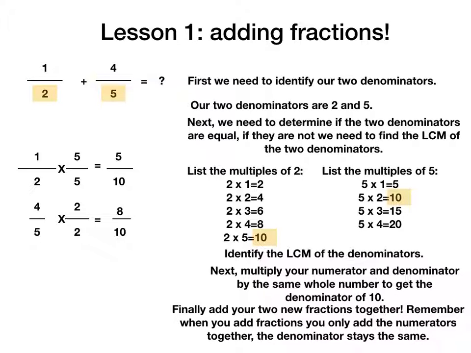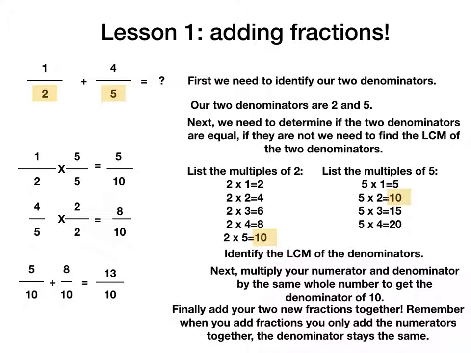So now we have to add our two new fractions together. Remember, when you add fractions, you only add the numerators together. The denominator stays the same. So that 10 on the bottom is going to stay 10 on the bottom. So let's rewrite our new problem. 5/10 plus 8/10. So 5 plus 8 equals 13. You do not add the denominators. Remember, it just stays the same.